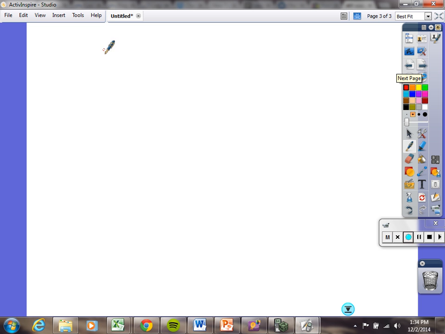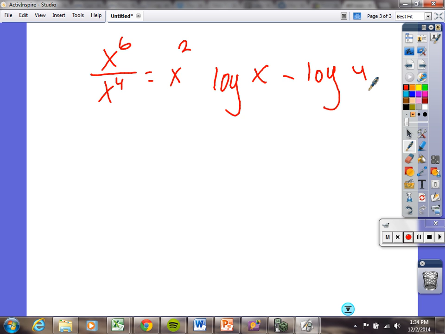Example 2, I have this question for you. X to the 6th over x to the 4th, what would that be, Tom? X squared, right? We would subtract. So therefore, in a logarithm, when I see log of x minus log of y, can somebody tell me what that equals? It is log of x over y. You just divide them.